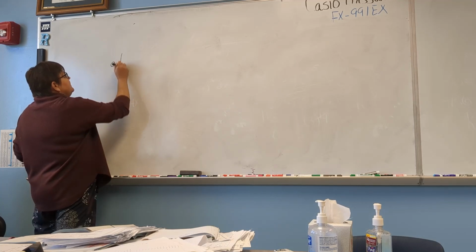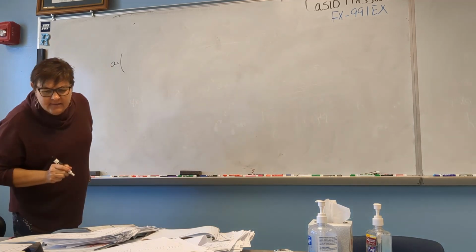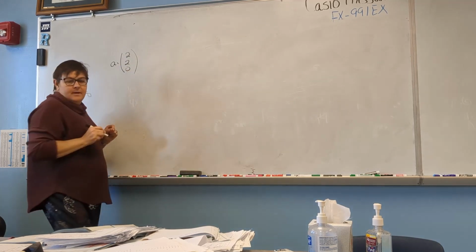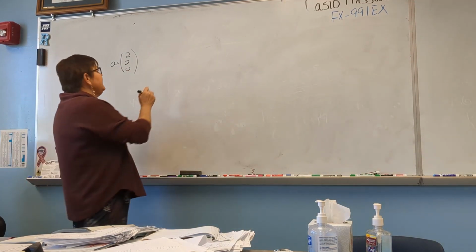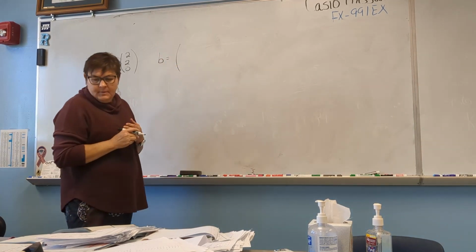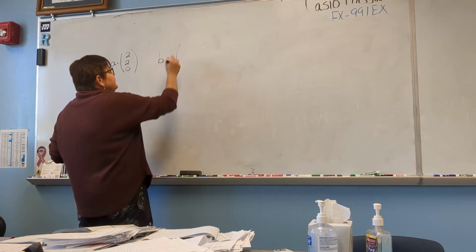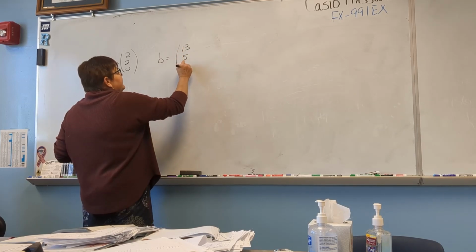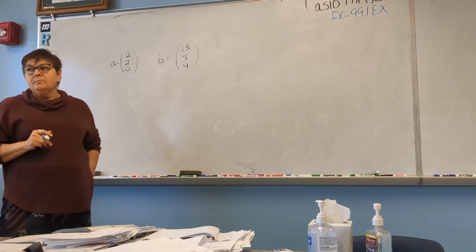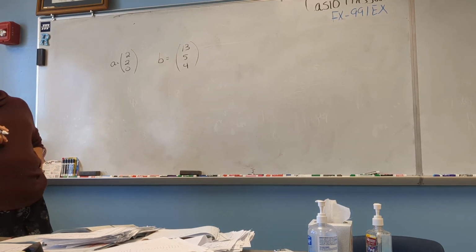I'm going to call one of them A, and A is going to be 2, 2, 0. And then I'm going to talk about B. And those are 13, 5, and 4.